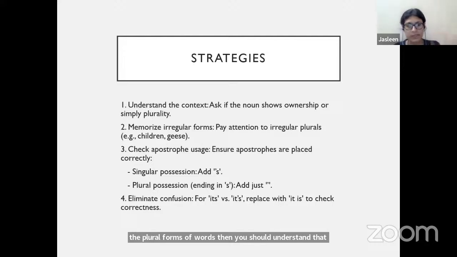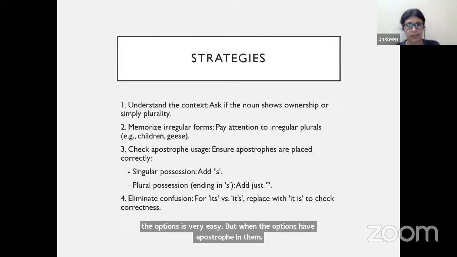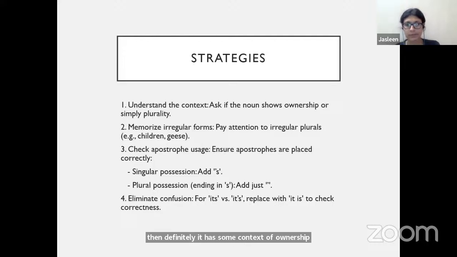And then it will be easier for you to pick up, because picking up the right plural word from the options is very easy. But when the options have an apostrophe in them, then definitely it has some context of ownership, and you have to be very careful with the apostrophe sign.